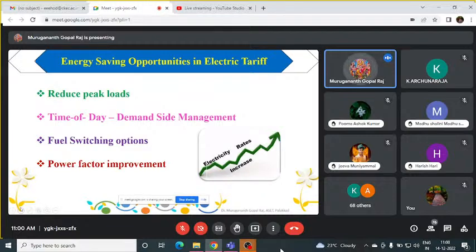See, peak load is the time at which the load on the grid is more. So demand, we can reduce it. Instead of switching on all the electrical appliances at your home at one instant, make a timetable. Say, for example, you have your dishwasher, you have your, what is that?